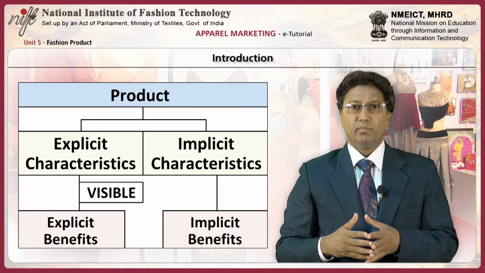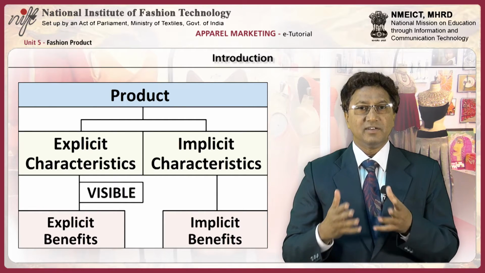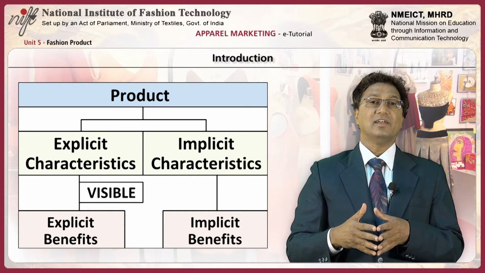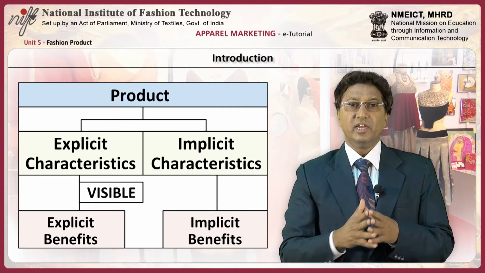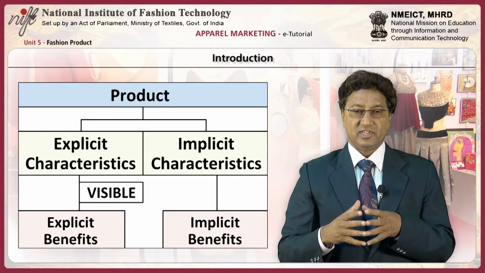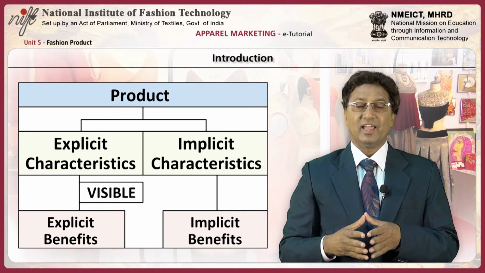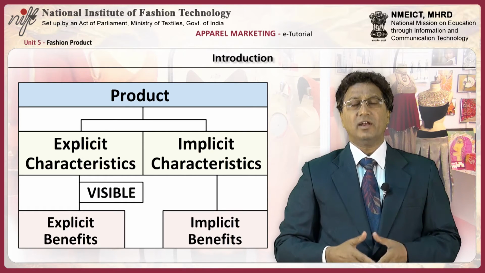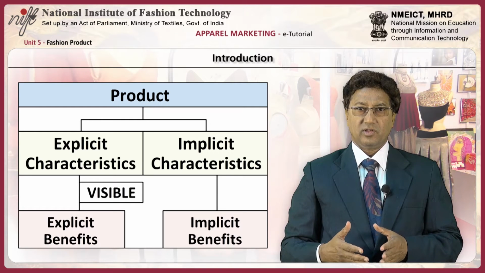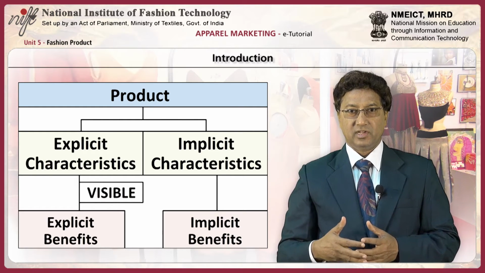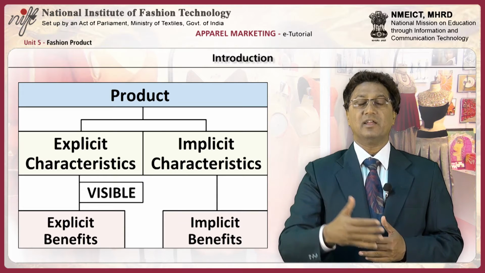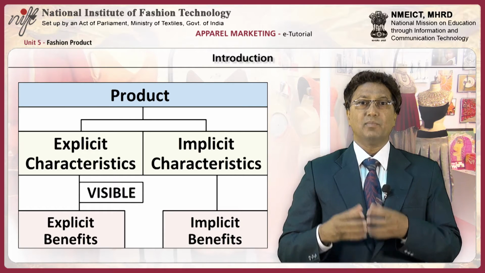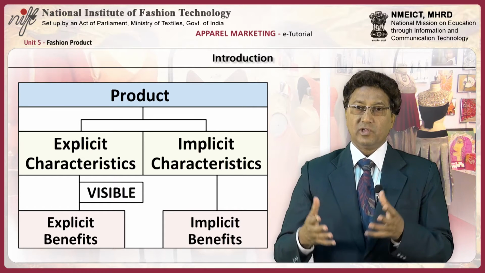A product may be a good, service, place, person or an idea. For a customer, it need not be only one physical aspect. Even services like bank, telecom, railways, airlines, they are all branded, like Kingfisher Airlines or Indian Railways, HDFC Bank, ICICI Bank. These are all products which are offered to the customers. Then the place. A place is also a product.